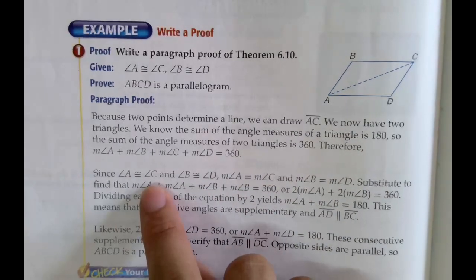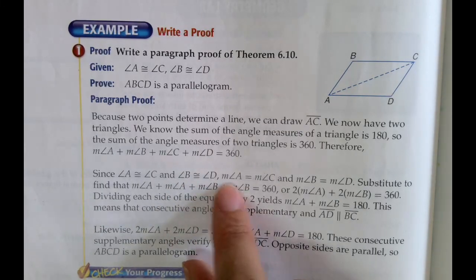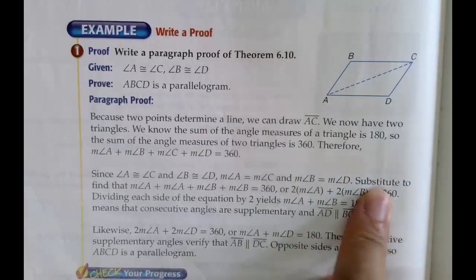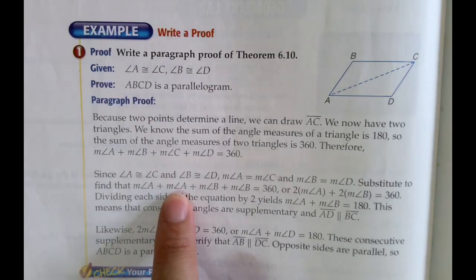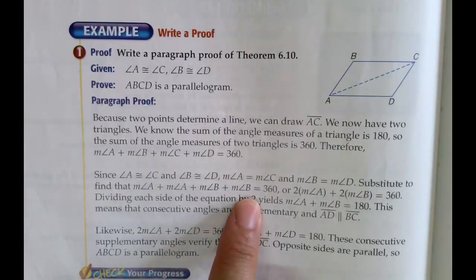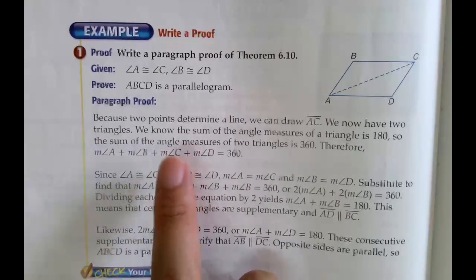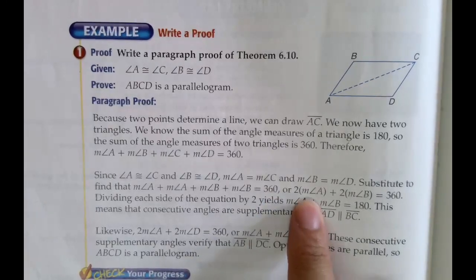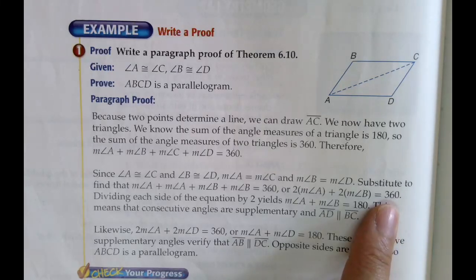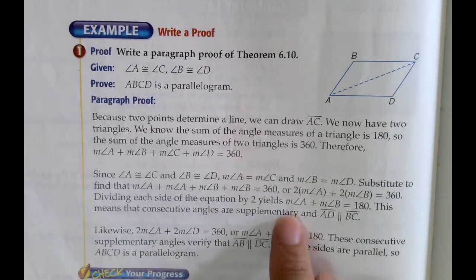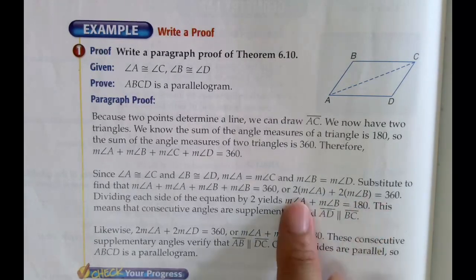Since angle A is congruent to angle C and angle B is congruent to angle D, which we had in our given, that means that their measures are also the same. So we can substitute to find that the measure of angle A plus the measure of angle A and the measure of angle B plus the measure of angle B equals 360. Basically, we replaced this with the measure of angle B and we replaced this with the measure of angle A. Another way to say it is that 2 of our measure of angle A's plus 2 of our measure of angle B's equals 360. Dividing each side by 2 tells us that the measure of angle A plus the measure of angle B is 180.